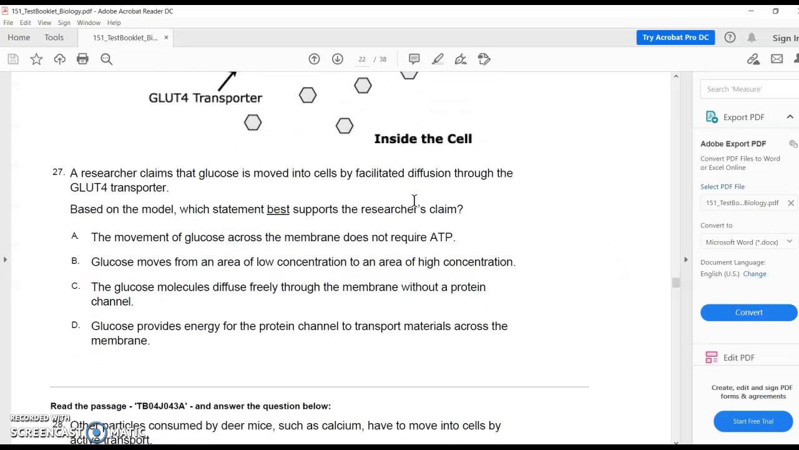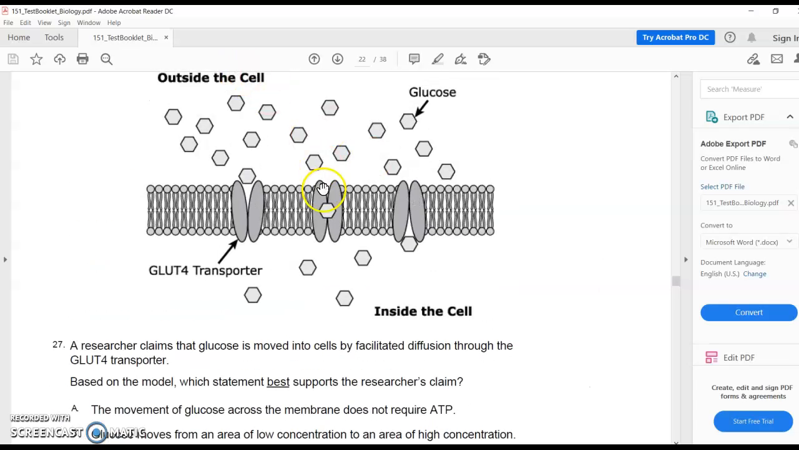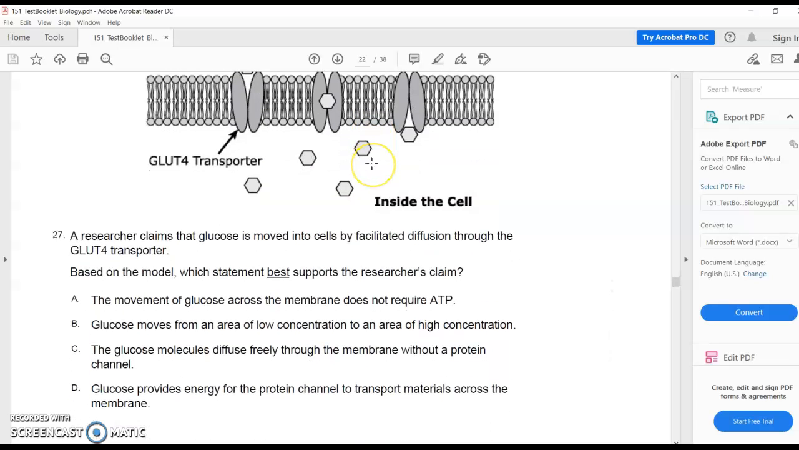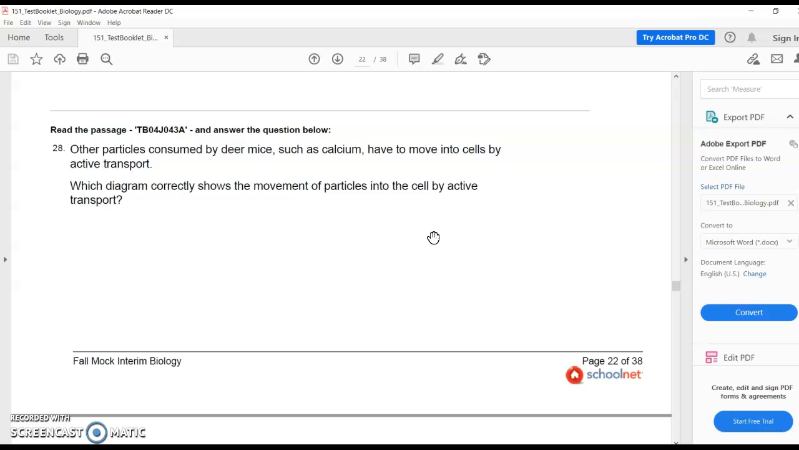So we're looking for which one best supports facilitated diffusion. And remember, facilitated diffusion is a form of passive transport, but it's facilitated because it's going to use one of these proteins to help the molecules get in. And so for 27, the correct answer is A. The movement of glucose across the membrane does not require ATP. It is still diffusion, so they're still moving from an area of high concentration to an area of low concentration.